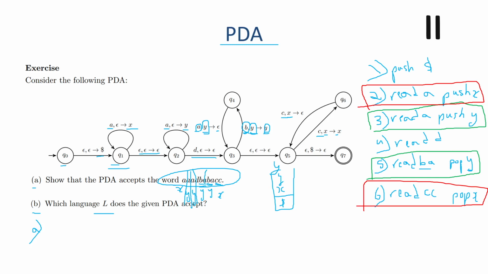So when I reach this BA, I pop the Y. When I reach this BA, I pop the Y. When I reach this CC, I pop the X. I'm left with $1, so yes, I do indeed accept. Because you pop the $, you reach the accepting state. Cool, we do accept it.